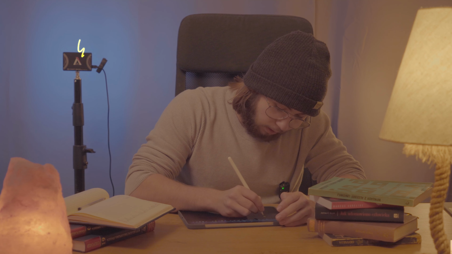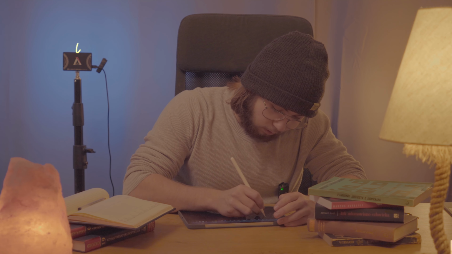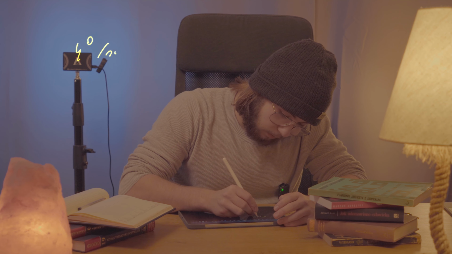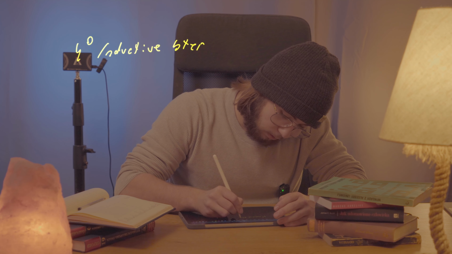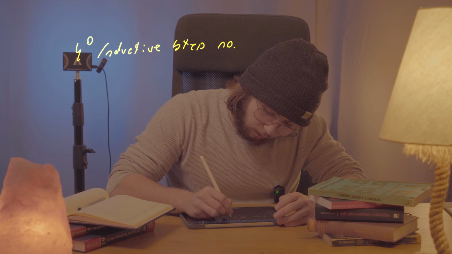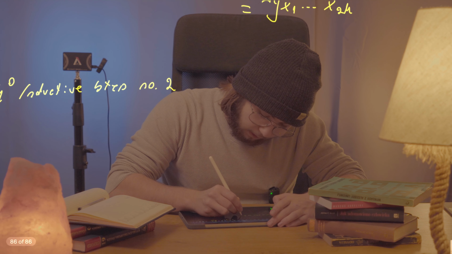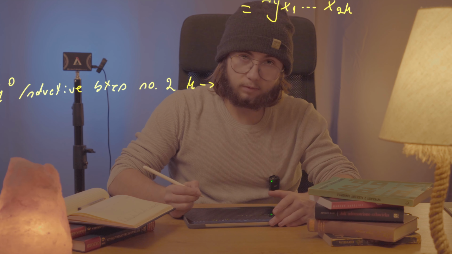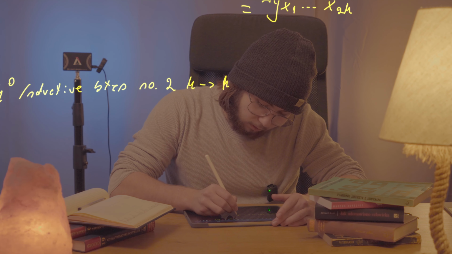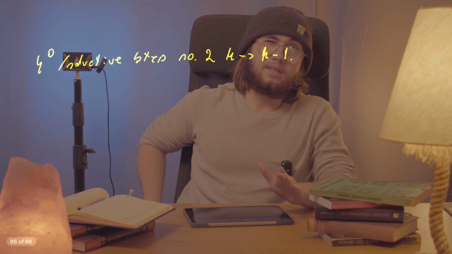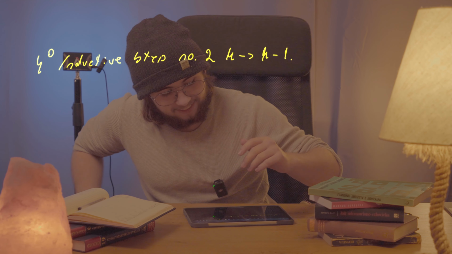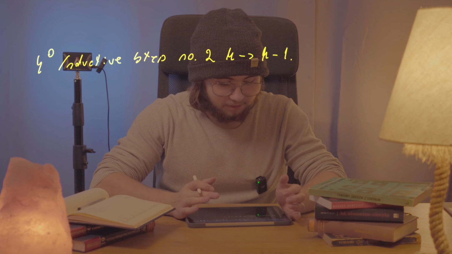So now number 4, inductive step number 2, and so the statement holding for k implies the statement holding for k minus 1. Lovely. So we already covered the powers of 2. Now let's go for the odd numbers.